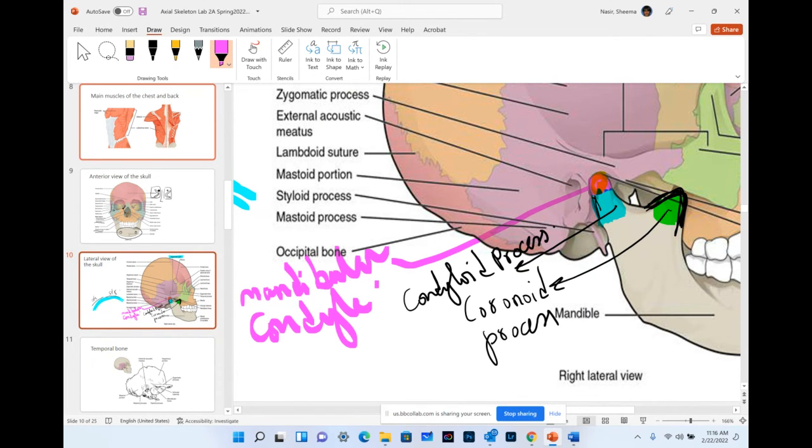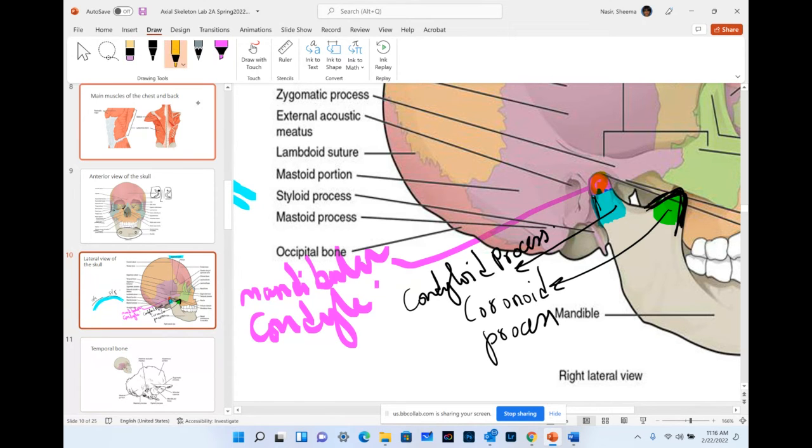So think of it like this: the condyloid process is like your pencil, and the mandibular condyle is the eraser on top. Understood? So basically that is what these parts are. So we did mental foramen, condyloid process, coronoid process, mandibular condyle. Now mandibular notch. Notch is always a depression.